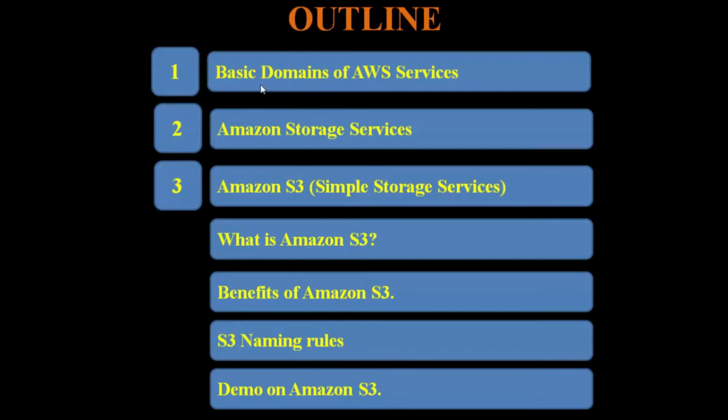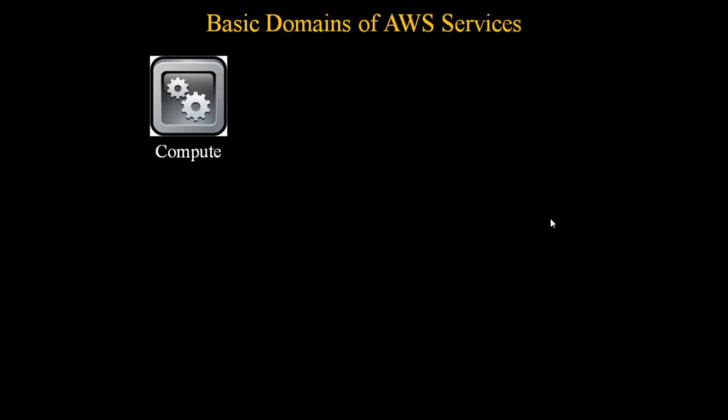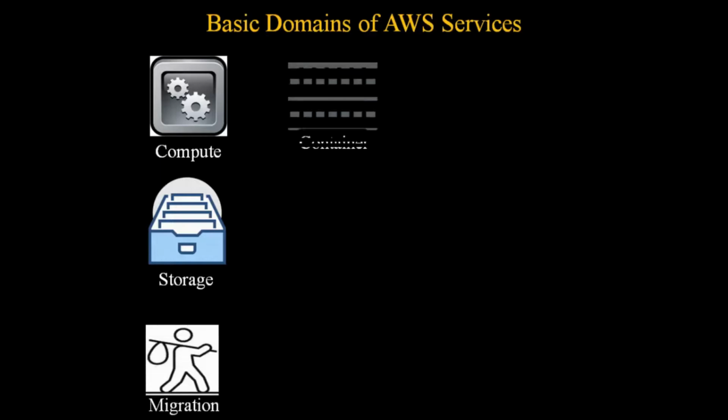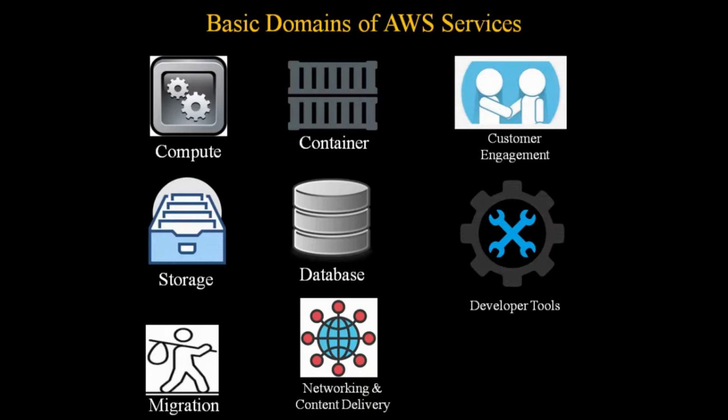So let's first discuss the basic domains of AWS services. AWS is providing many services and all the services have been divided into different domains. The first domain is the compute domain. We already discussed the compute domain in detail, and there are more than 8 different videos available on my YouTube channel on it. Today we are going to start the next domain, that is the storage domain, and this will be the first video on the storage domain, where we will discuss simple storage service. Next are migration, then container, then database, then networking and content delivery, customer engagement, developer tools, and many more. There are a number of other domains in which AWS is providing different services.